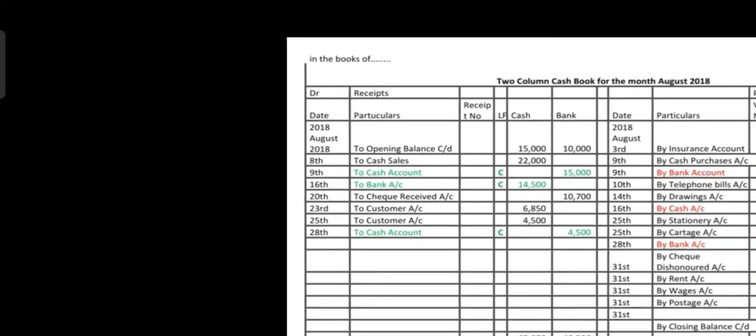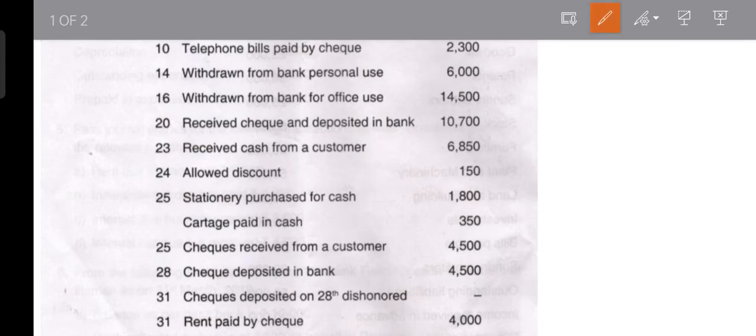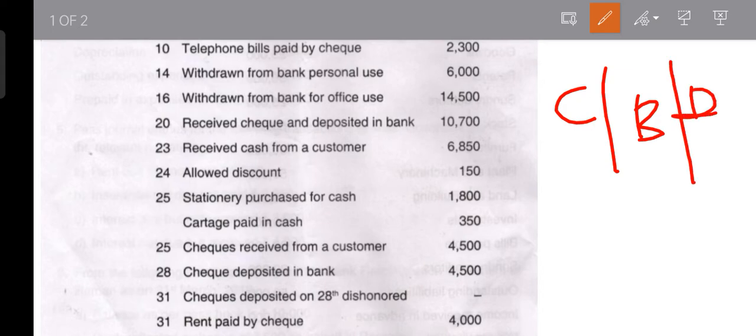23rd over. Next transaction, this is on 24th. Discount allowed 150. Okay, next day we are allowing discount, but here we are maintaining which book? 2 column cash book with cash and bank columns. So that's why there is no one more column for discount.